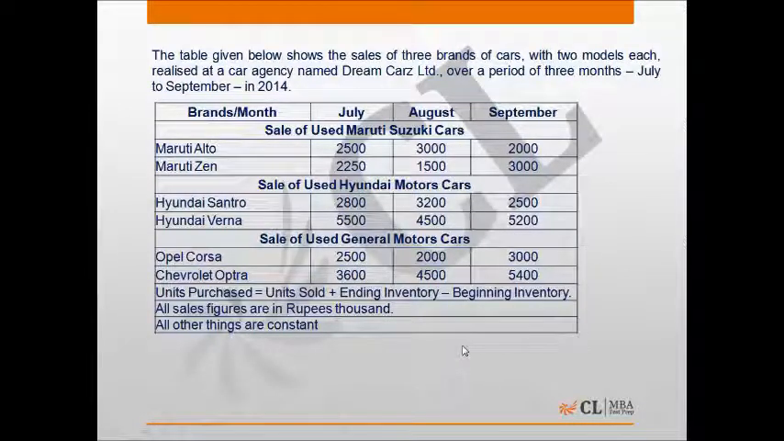The table shows the sales of three brands of cars with two models each realized at a car agency named Dream Cars Limited over a period of 3 months from July to September in 2014. In the table, we can check sales of Maruti Zen in July as 2250, and it is also important to be noted that all these figures are in rupees 100.